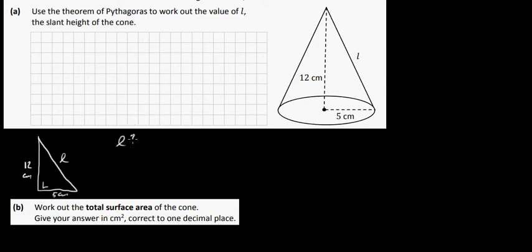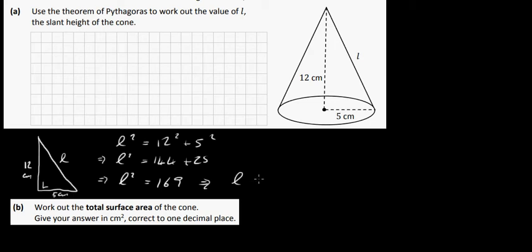So we know that L squared will give us 12 squared plus 5 squared, or L squared will give us 144 plus 25, or L squared is 169. That will just give us a slant height of the square root of 169, which is 13 centimeters. And you may even have recognized this as a Pythagorean triple, 5, 12, 13. But anyway, our answer here is 13 centimeters, that's L.